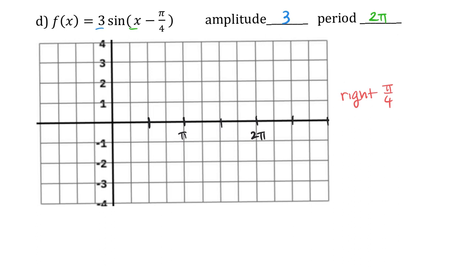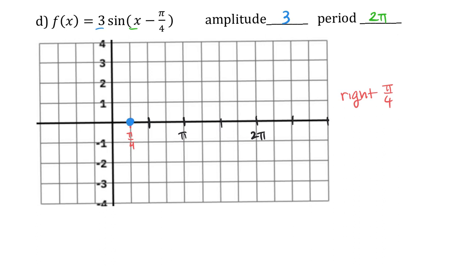Okay, now I need to go right pi over 4. Before I go right pi over 4, I need to figure out how many spaces right pi over 4 is. So I know pi is here. The number of spaces between 0 and pi is 1, 2, 3, 4 spaces, which means pi over 4 is 1 space. Can we deal with this? Now normally for sine, we start at 0. But instead of starting at 0, I'm going to go right pi over 4. So now I'm going to start here.